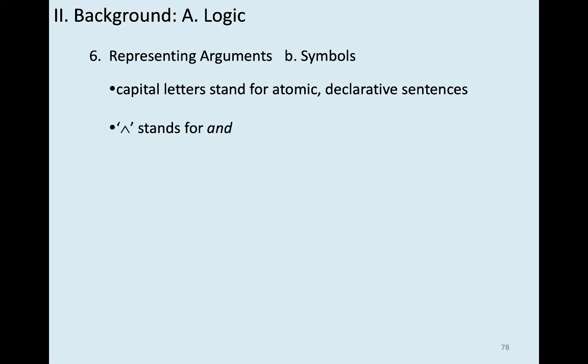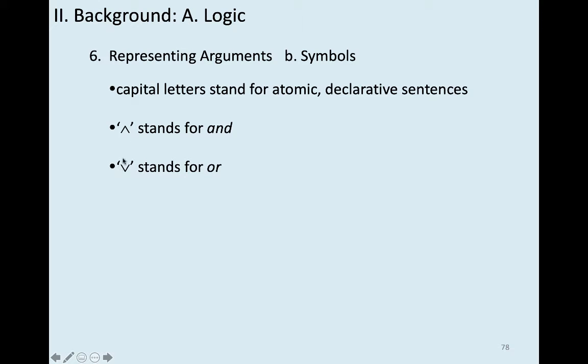So use capital letters to stand for these. Like the letter P, for example, could stand for my sweater is green, and the letter Q could stand for my sweater is large. And you can use an ampersand, or this symbol here, an upside down caret, which stands for and. So if I wanted to say my sweater is green and large, I could write P for my sweater is green, Q for my sweater is large, and put this symbol in between them. That would be P and Q.